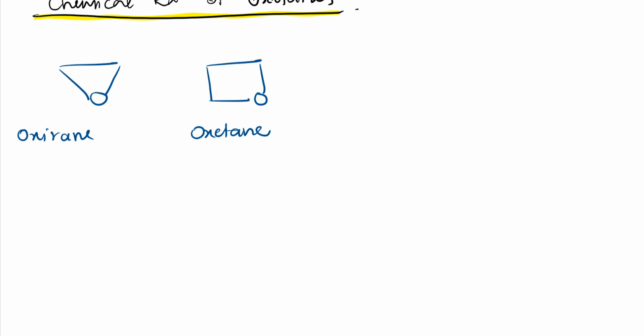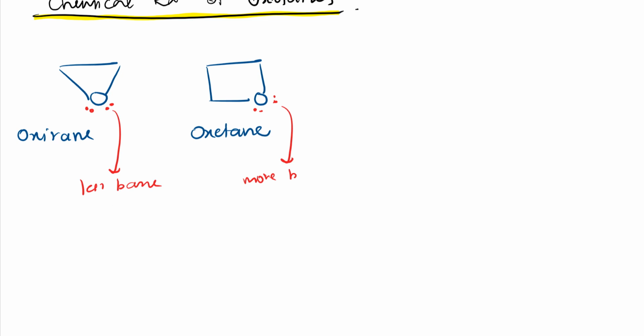Right. So what are the differences? This oxygen has two lone pairs. This oxygen also has two lone pairs. If you see the basicity, this will be less basic and this will be more basic.